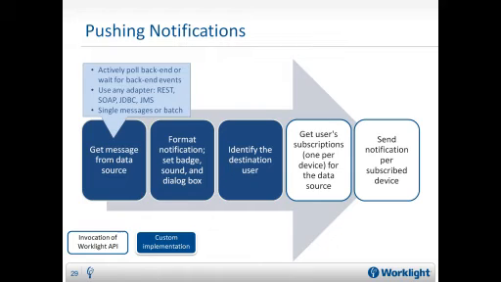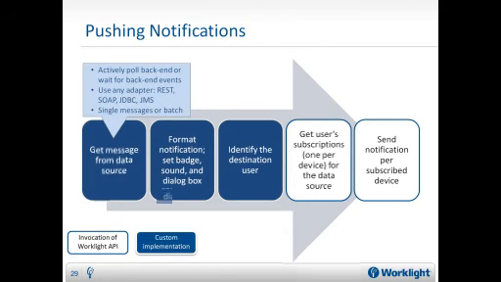Now, when a notification arrives to the server from a backend service, it should be pushed to the device based on the previously collected subscription data. So first, the Worklight adapter obtains the notification from the data source. This can be done over any communication protocol like REST, SOAP, JDBC, or JMS.